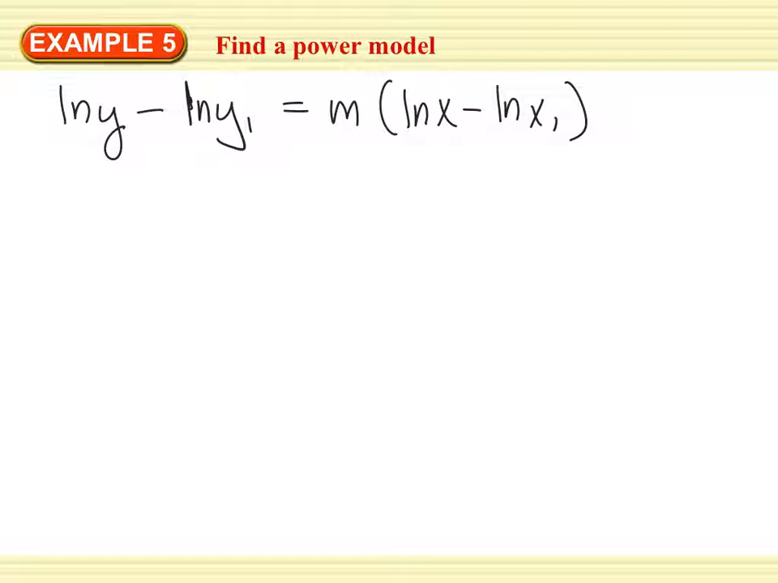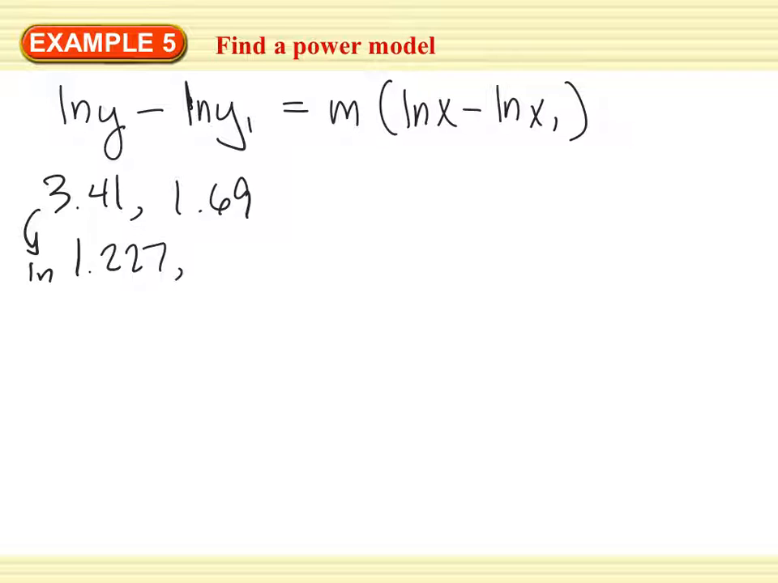which one do I want? If you look, a point that they gave us was 3.41 and 1.69. If I take the log of both of those, I get 1.227 and let's see, 0.525 for the 2 points, and we can use those.